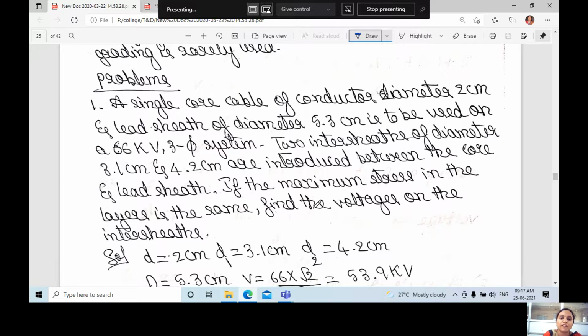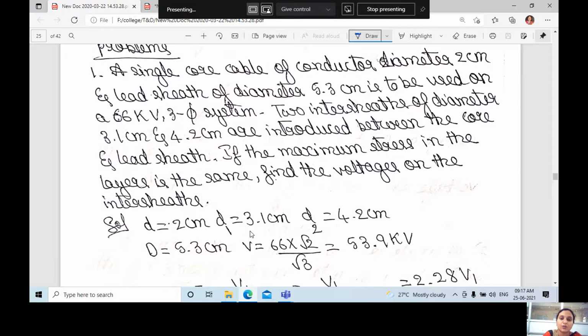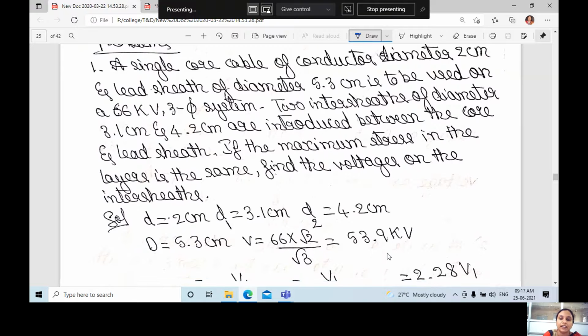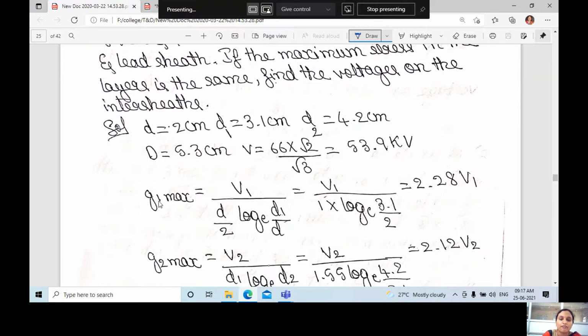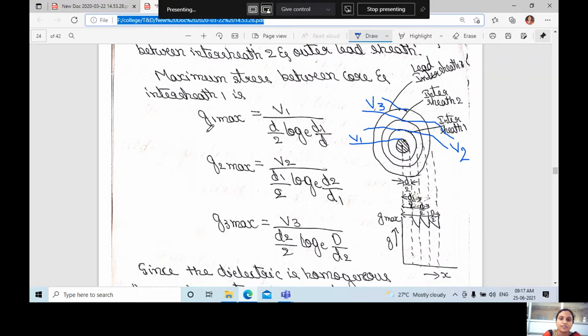Okay, d is equal to 2 centimeter, D1 is equal to 3.1 centimeter, and D2 is equal to 4.2 centimeter. Capital D, the lead sheath, is 5.3 centimeter. V is equal to 66 into square root of 2 divided by square root of 3, which gives 53.9 kV. There is a formula for intersheath grading. You can observe this is an intersheath.